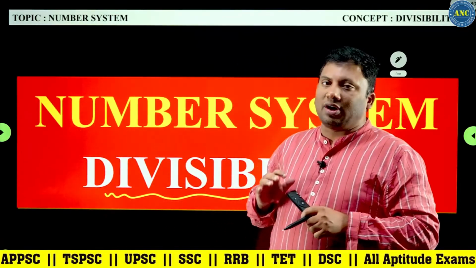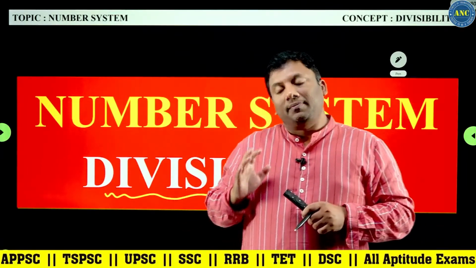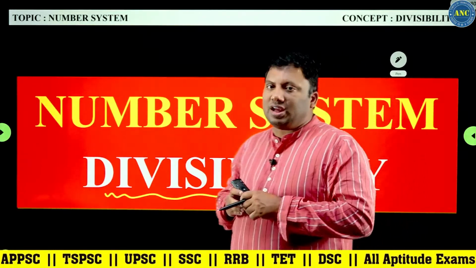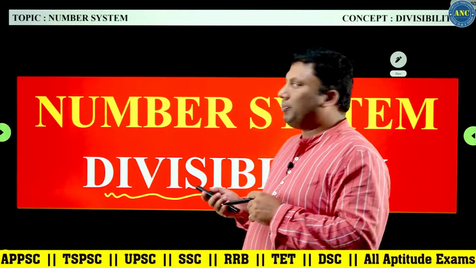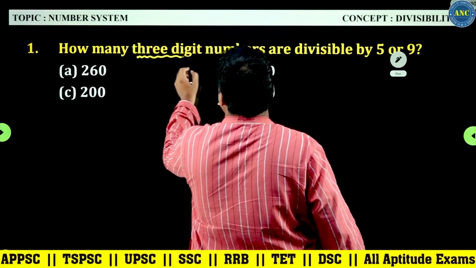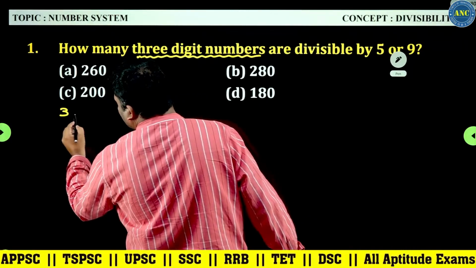We will try to cover close to 40 to 50 problems covering all the possible concepts related to divisibility rule. Through problems, we will understand the concepts. Straight away, we will get into the problems. See the first problem. How many 3-digit numbers? 3-digit numbers he is asking.